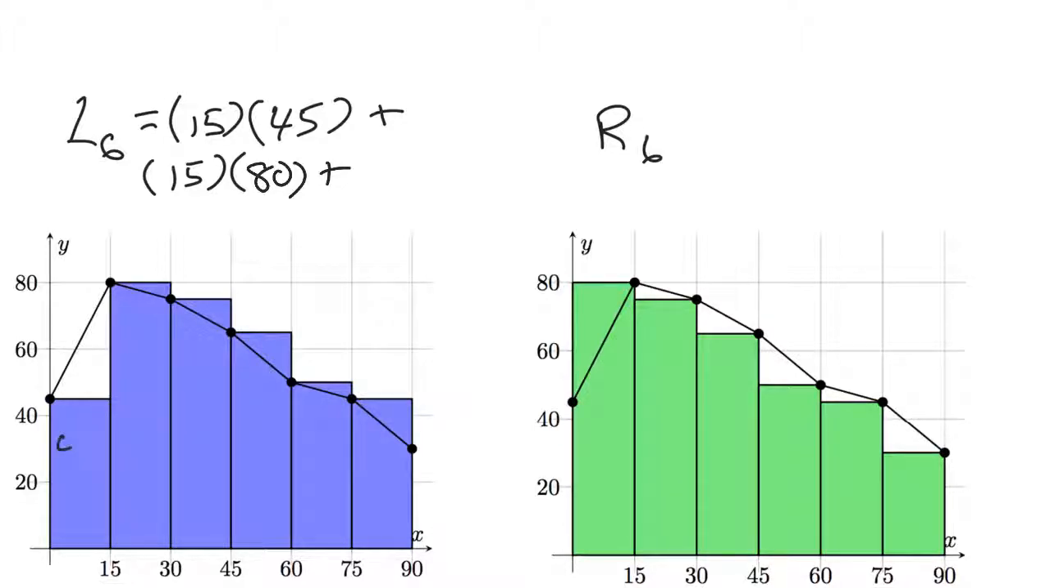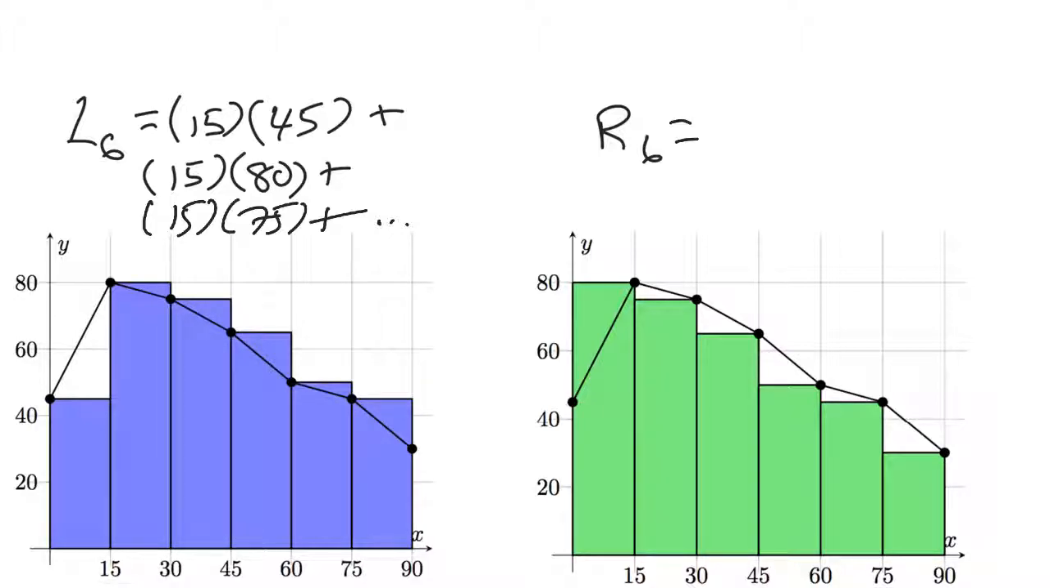So 15 times 45 is the area of this rectangle. 15 times 80 is the area of this rectangle. The area of this one is 15 times 75. And so on. So I'll have 6 numbers added together.